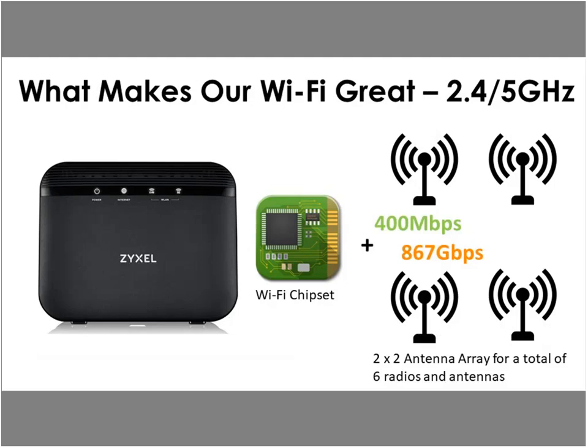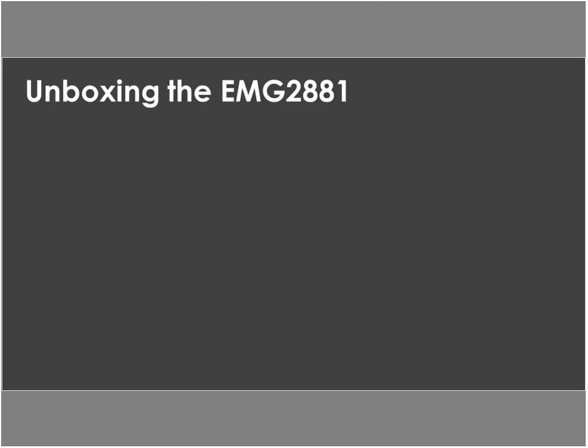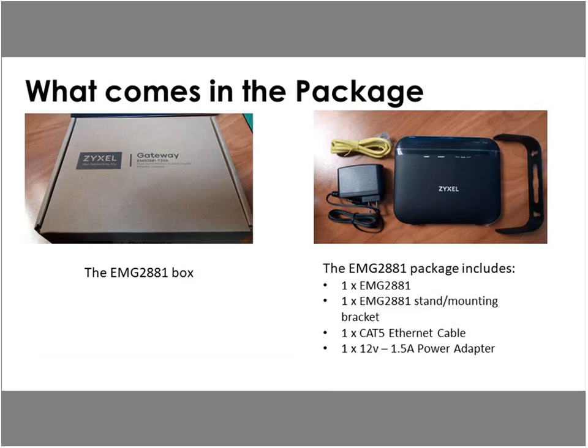What makes the Wi-Fi good? Again, the wireless chipset and then the array of antennas, as well as radios. So two radios, two antennas, and it allows you to have up to 867 megabits performance.